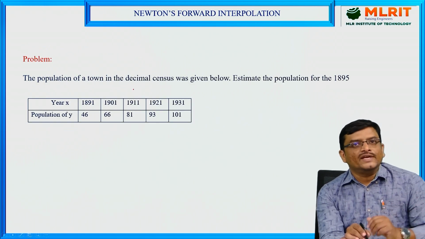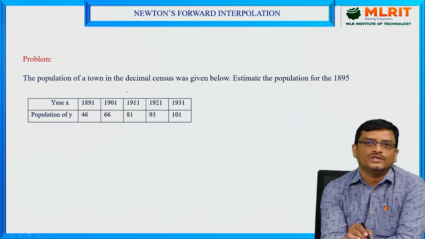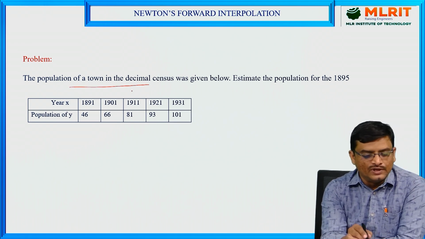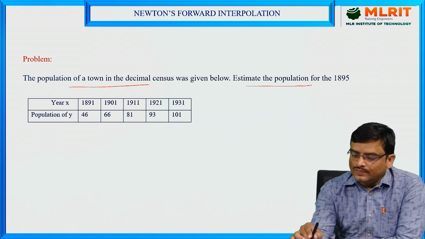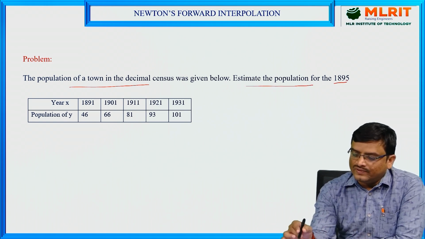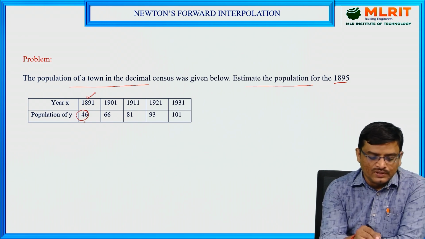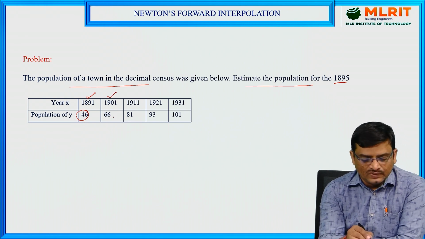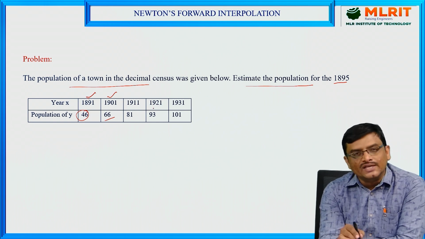Now let us take one example of how we can apply Newton's forward interpolation. Here some data has been given. The data is related to the population of a town. Now estimate the population for the year 1895. So this is the data: in 1891, the total population of the town is 46,000. In the year 1901, the population of that particular town is 66,000. Like this, for every 10 years, the population of that town is given.